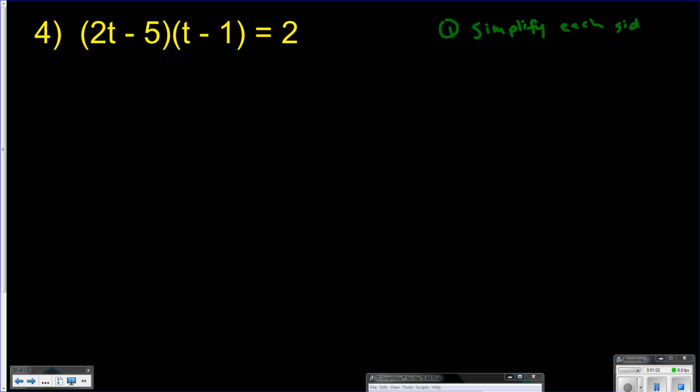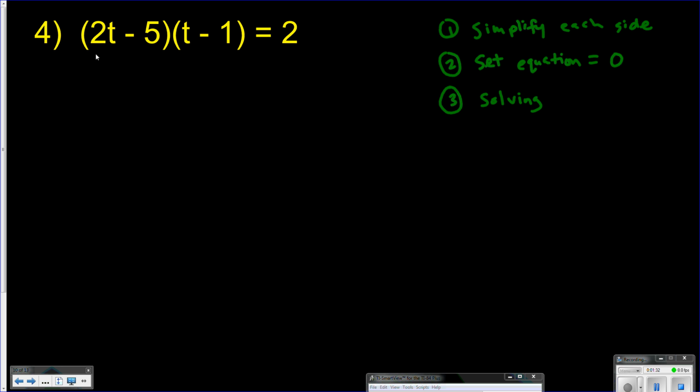I'm sorry about the handwriting. It doesn't always look great on here. Second step, set equation equal to 0. And then third, solving it using whatever means necessary, whether it's factoring and the zero product property or the quadratic formula, however you wish to do it there.